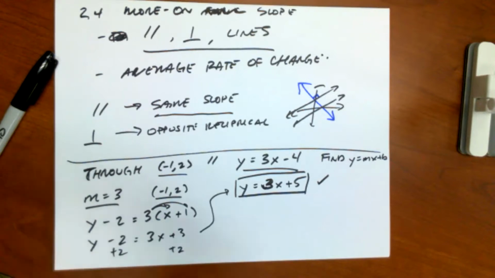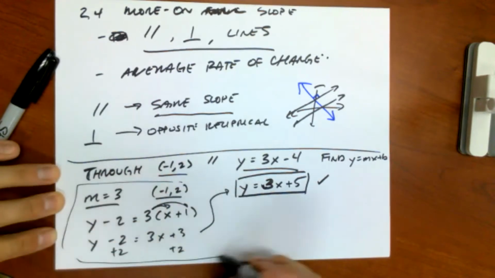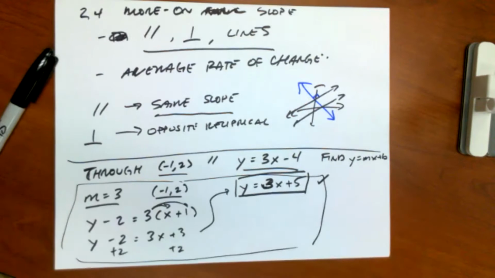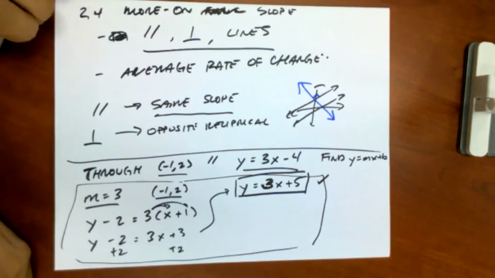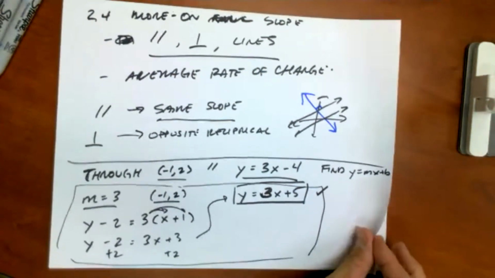And the first part of this, from here on, was all 2.3 stuff, right? That was all 2.3 stuff. So very, very straightforward. Okay? So now let's look at a perpendicular question.